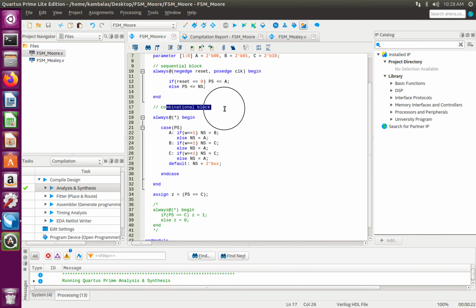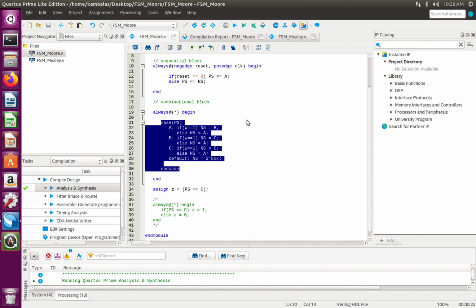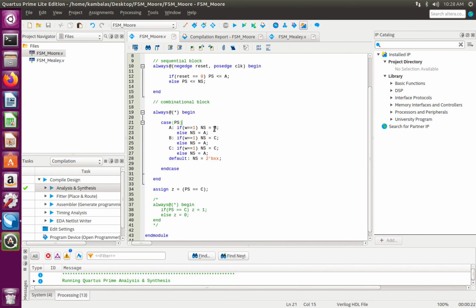Finally, we have our combinational block. The textbook probably tells you to put all your combinational signals in here. I just prefer putting the star, because then the tool will pull whatever signal it needs right here. You don't have to worry about it. Next, I have a case statement. Guys, don't build your state machines with an if-else statement. Always build your state machines using a case statement.